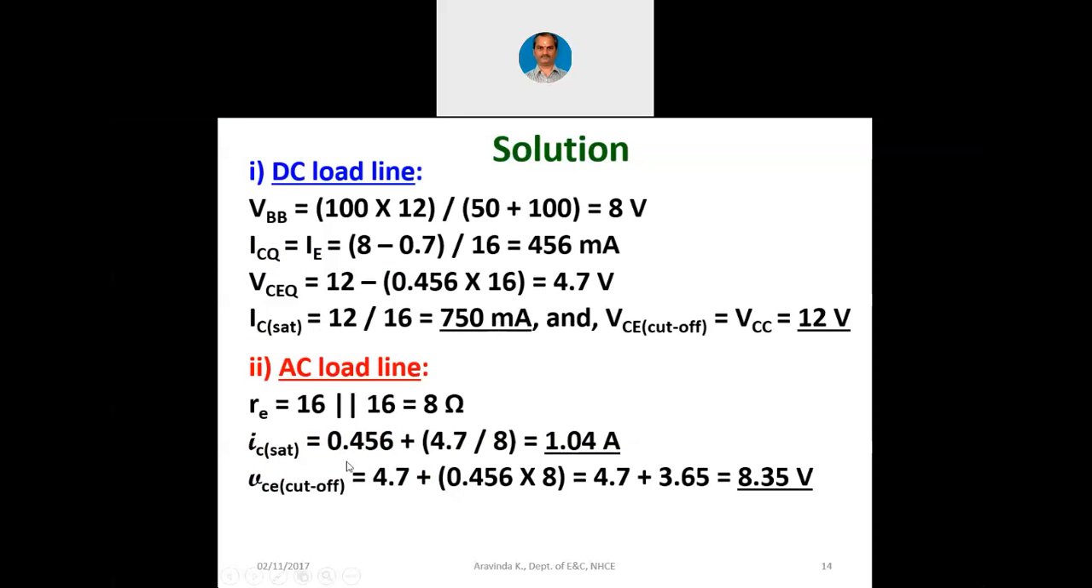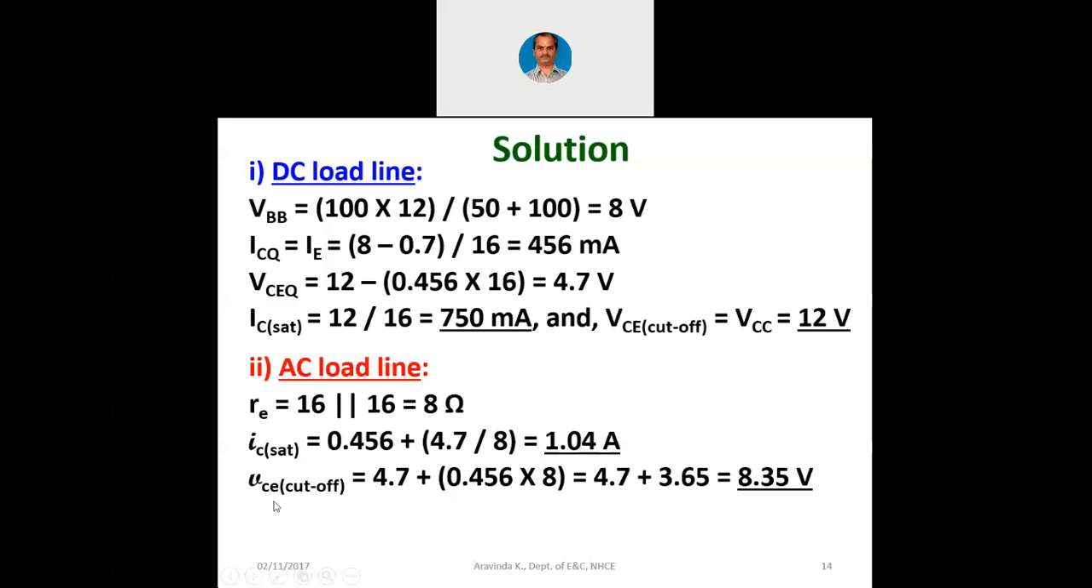IC sat is ICQ 0.456 plus VCEQ divided by re. VCEQ is 4.7 volts divided by re, which is 8 ohms. So that way we get 1.04 amperes. Now you can see the difference here. IC sat in the DC load line is 750 milliampere, whereas in the case of the AC load line it is 1.04 amperes. This we have seen earlier also. The saturation current in the case of the AC load line is larger than that of the DC load line, and naturally the cutoff voltage at the AC load line is lesser than that of the DC load line.